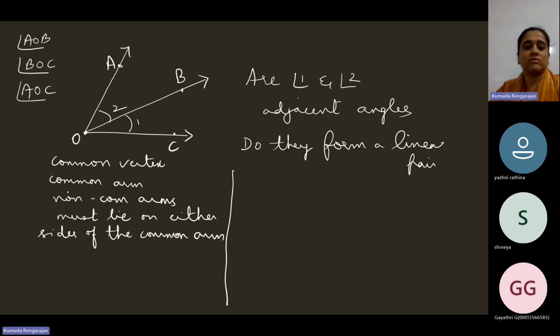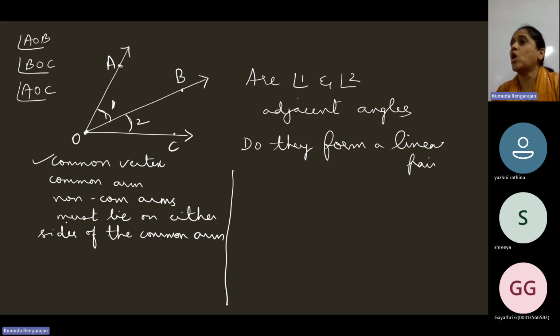Now we are talking about angle 1 and angle 2. Let me mark this as angle 1 because this is AOB, and this is BOC. How do you name angle 1? Angle AOB. Which is the vertex of the angle? O. Which is the other angle? Angle 2, which is BOC. Which is the vertex? O. O is the vertex for both the angles, right? So the first condition is satisfied. Yes, they have a common vertex, O.